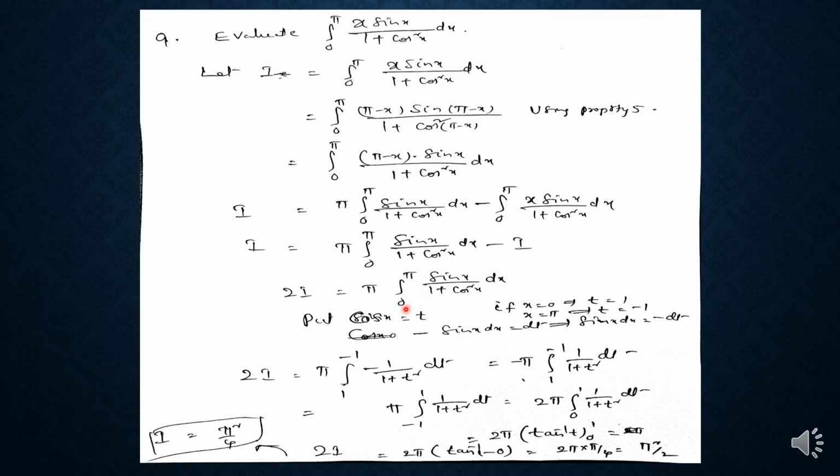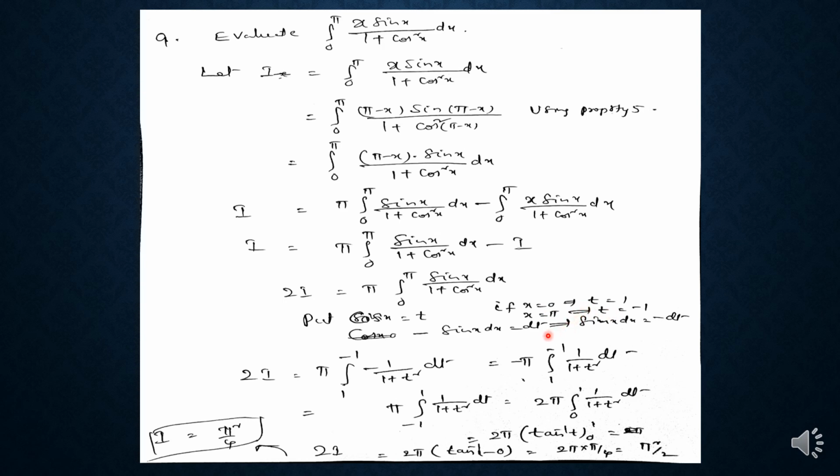Now automatically the values of these limits are also changed. If x is equal to 0, then t is equal to cos x, that is cos 0. The value of cos 0 is 1. So if x is equal to 0, t is equal to 1. And what is the upper limit here? If x is equal to pi, then t is equal to cos pi. Cos pi value is minus 1. So if x is equal to pi, t is equal to minus 1.